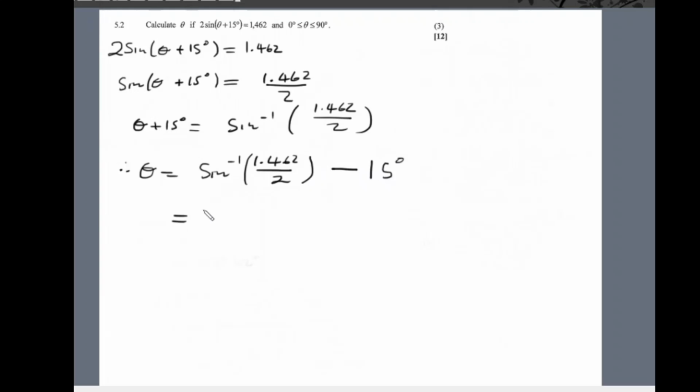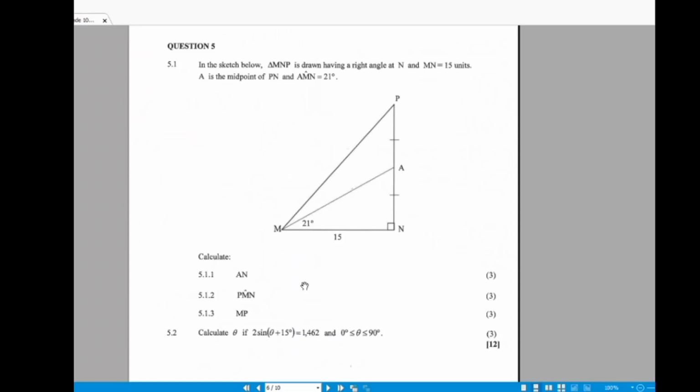Now punching this in your calculator, the angle theta is equal to 46.97 degrees minus 15 degrees, which is equal to 31.97 degrees, right? So yeah, that is how you solve these questions.